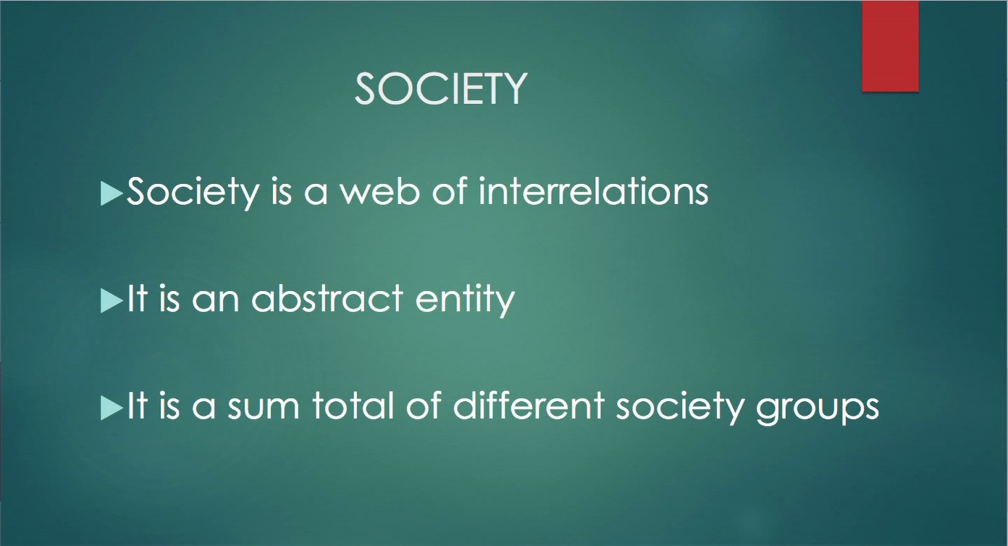So, first let us try to understand what is society. Society is a web of social interrelations. It is an abstract entity and it is a sum total of different social groups. Now let us try to understand what is a social group.